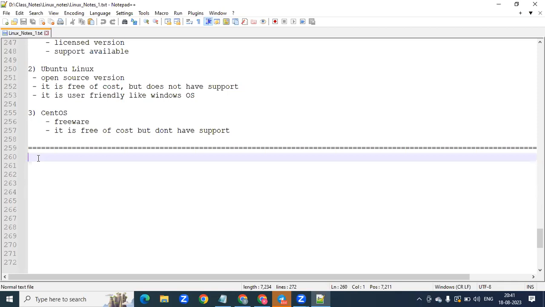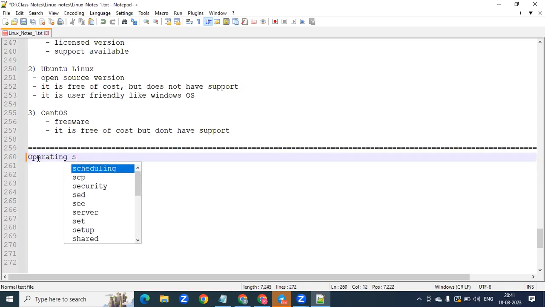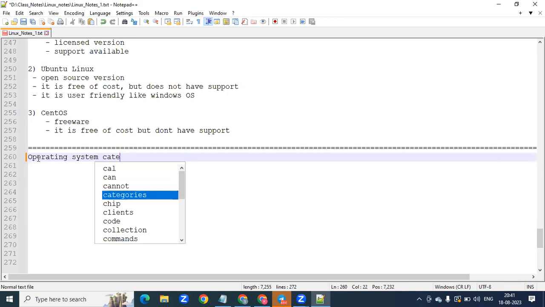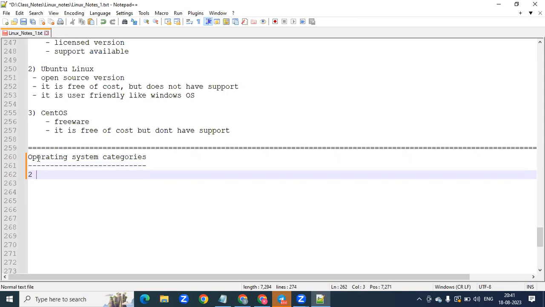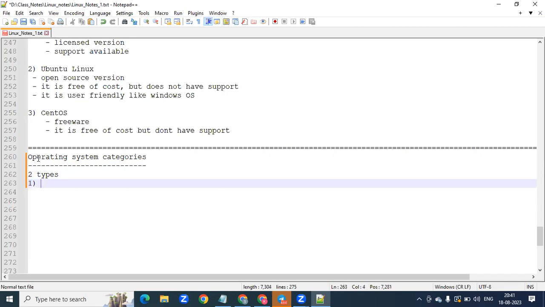Topic: operating system categories. Two categories of operating system we have. Two types. First one is CUI.